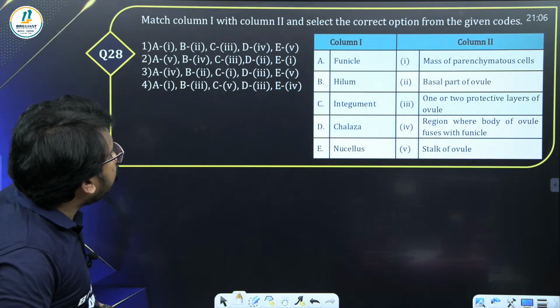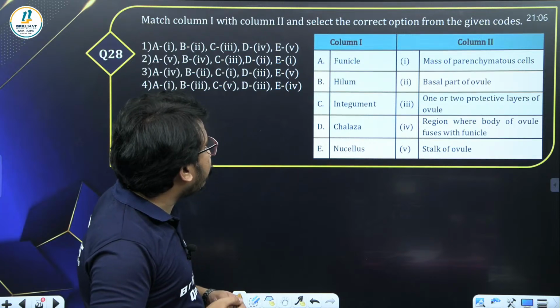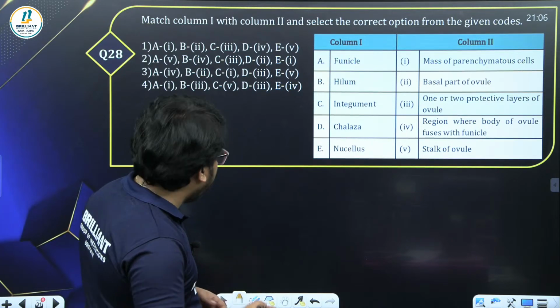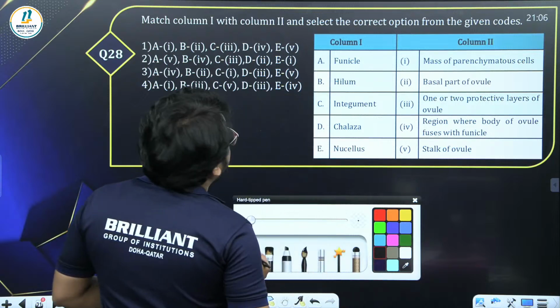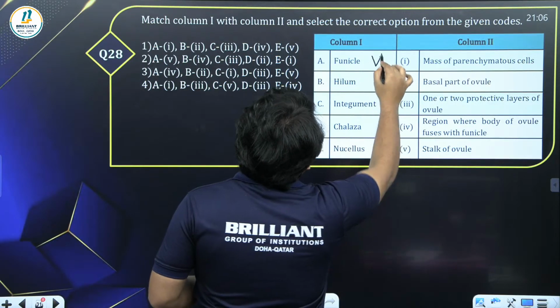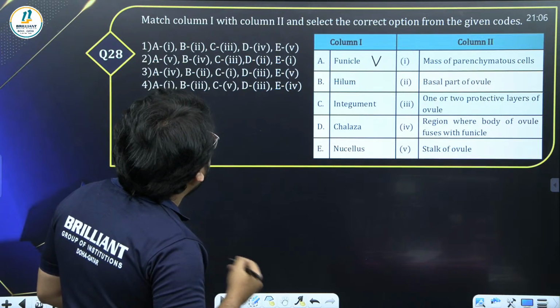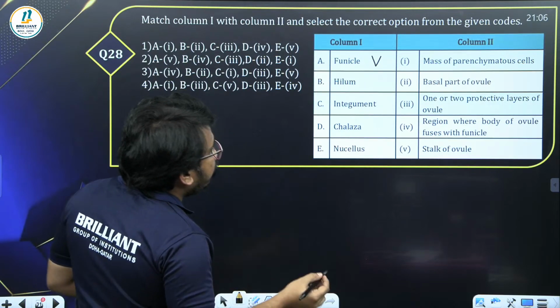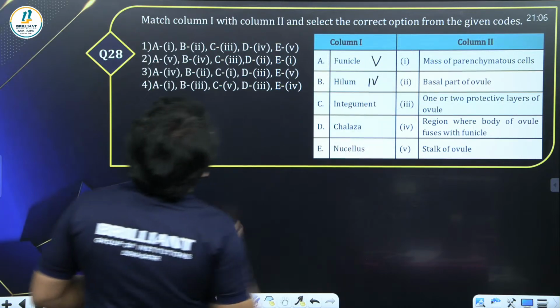Now next is about the structure of ovule. We already discussed the structure of ovule. So what is funicle? Funicle represents the stalk of the ovule. The stalk of the ovule is called as funicle. Then hilum. Region where body of ovule fuses with the funicle, that is actually called as hilum.